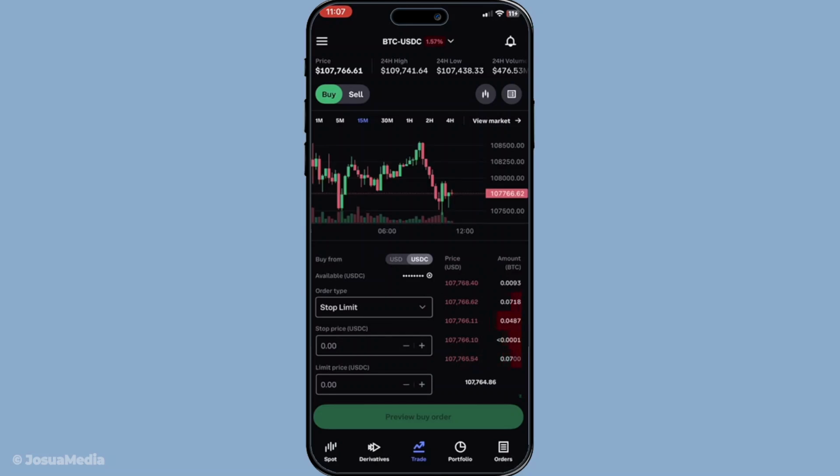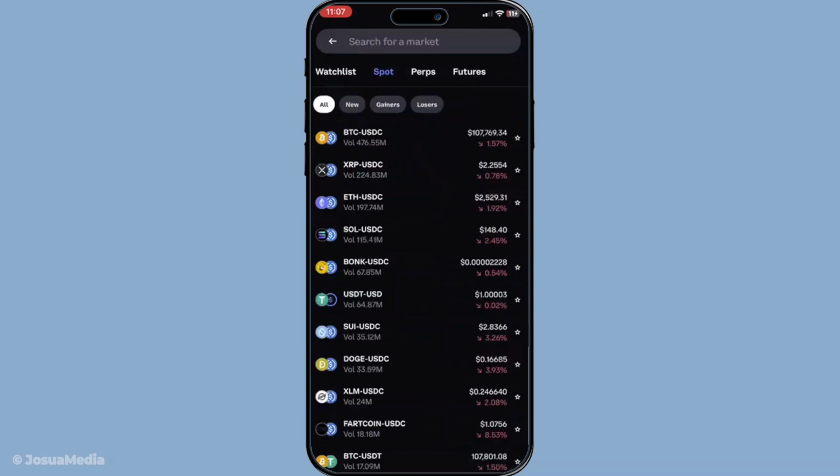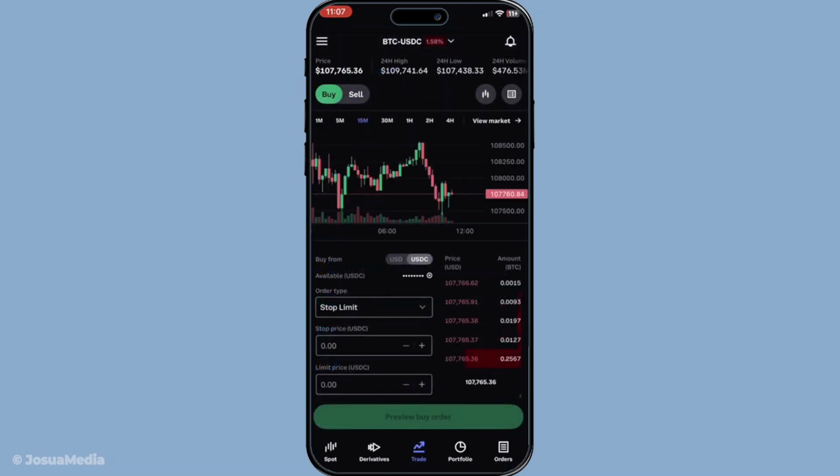Next, you'll need to select your trading pair. For instance, if you're interested in trading Bitcoin for US dollars, then you would select the BTC USD trading pair. This step is crucial because it defines what currencies you will be exchanging. Coinbase offers a wide range of trading pairs, so ensure you have the correct pair based on your strategic goals.